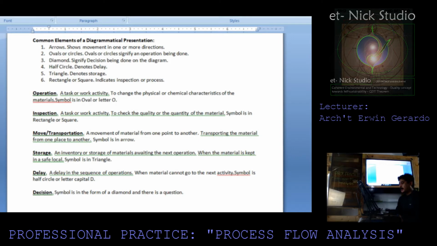Number six, rectangle or square indicates inspection or process done. So let us go over the different meanings of these diagrams or symbols. Operation is a task or work activity to change the physical or chemical characteristics of the materials. Symbol is an oval or letter O.